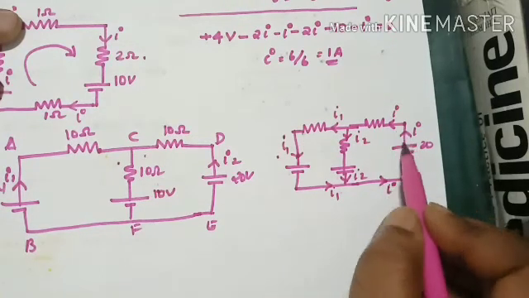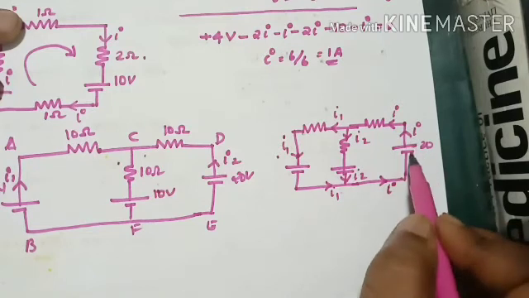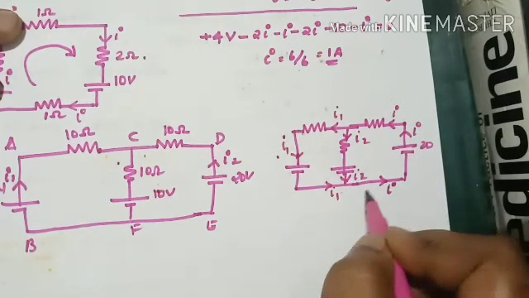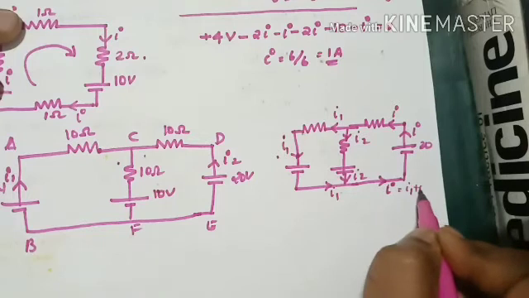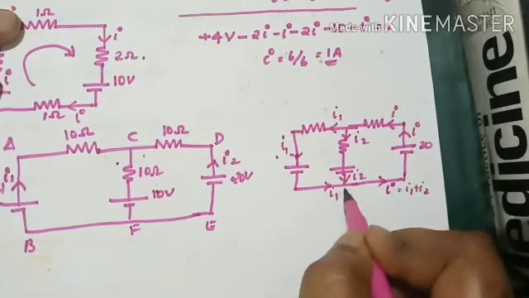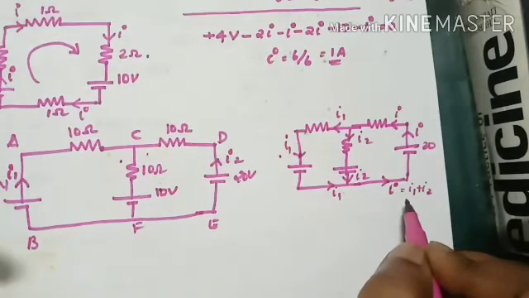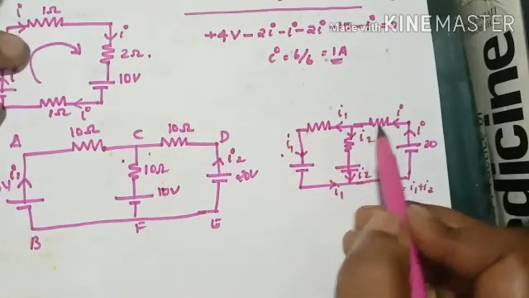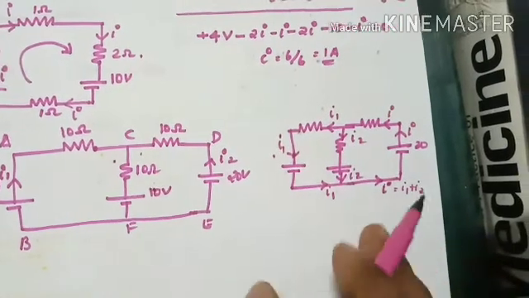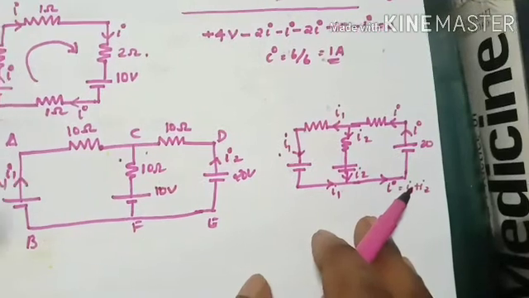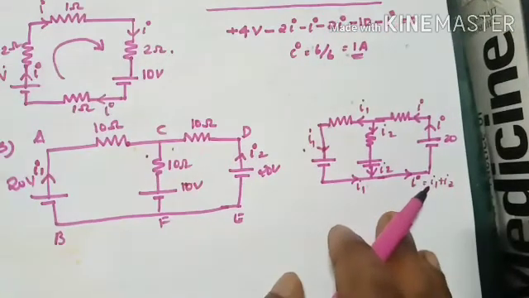So the current leaving 20 means I has to come inside 20, right? So this I is what? I1 plus I2, right? This is your Kirchhoff's current law. See, I is equal to I1 plus I2. So you can draw it this way, or I am going to do another way which is easier for me.